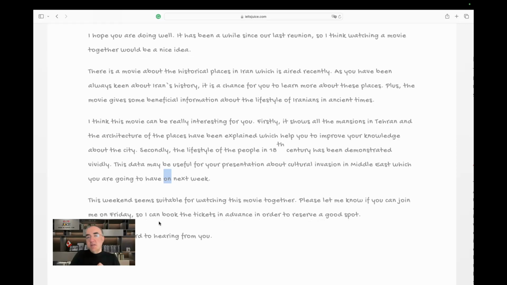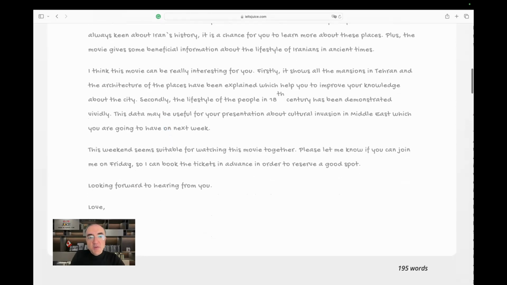I really like this paragraph, guys. I really, really like this. Apart from a couple of tense issues in the subject-verb disagreement and maybe some small other things, generally speaking, this is a very healthy paragraph. I really, really enjoyed reading it. This weekend seems suitable for watching this movie together. I like this.